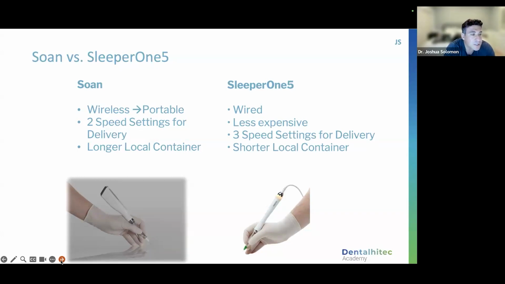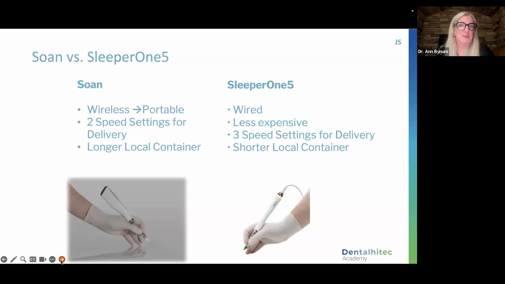If this becomes part of what you do, you need multiple units either way. So it basically comes down to portable, not portable. But if you are considering SleeperOne and you have questions for me, please let me know. I also have a SleeperOne, just to comment on that.